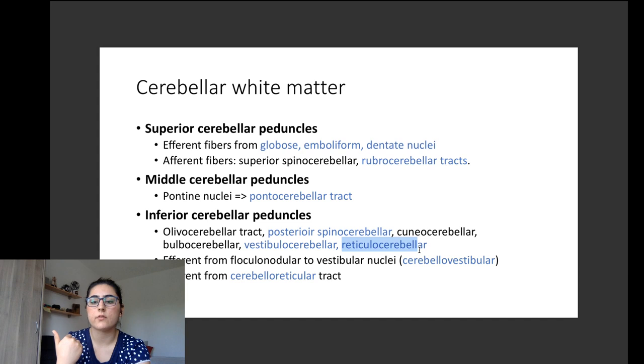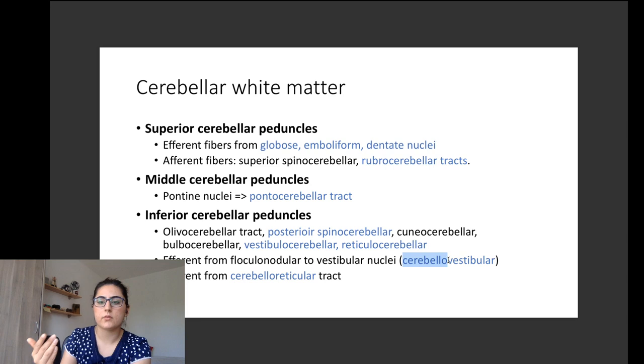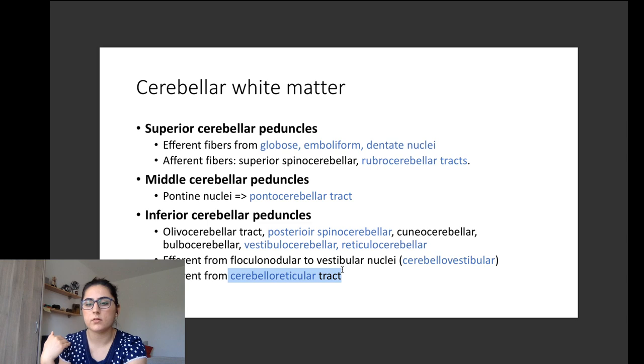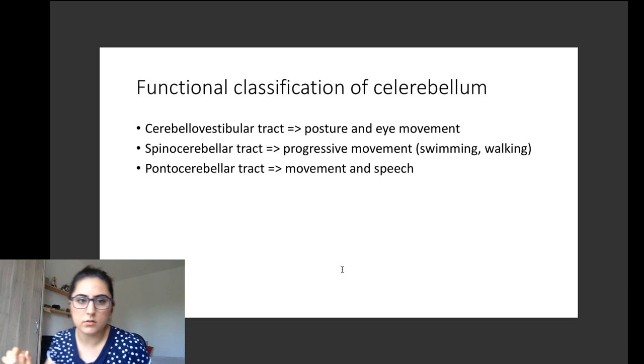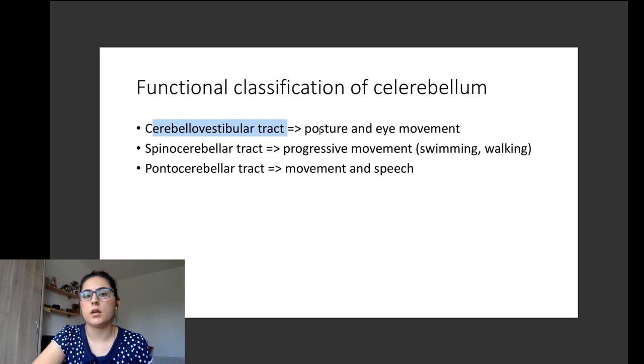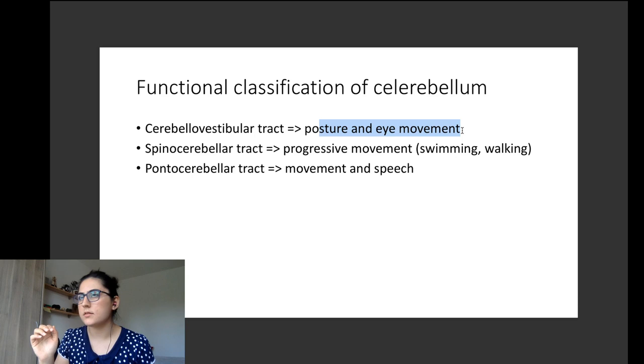Efferent, so from the cerebellum to the vestibule, obviously, because the vestibular nuclei are responsible for equilibrium. So depending on where my body is, my cerebellum is going to receive the information and send it to the vestibular nucleus, right? And we also have a cerebellar reticular tract, from the cerebellum to the reticular formation. I would recommend knowing at least these three tracts for the final exam. The cerebellovestibular, because of posture and eye movement. Based on where my head is, my eye movement is going to change. You don't need to know that, but I'm explaining it so that you understand what you're memorizing.